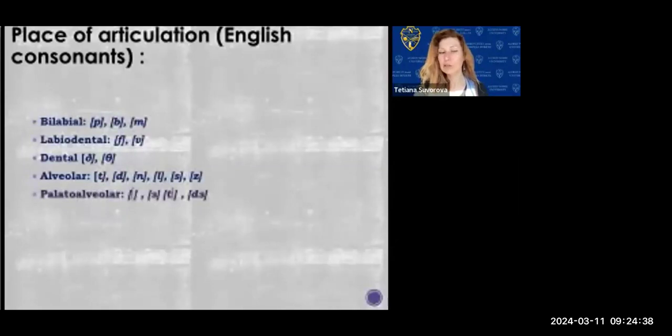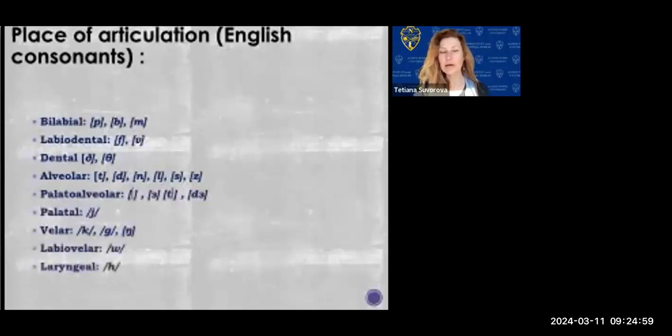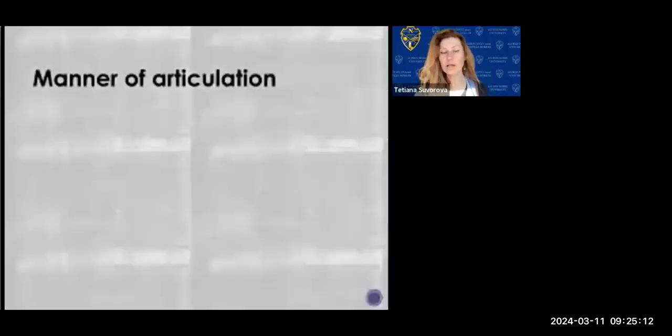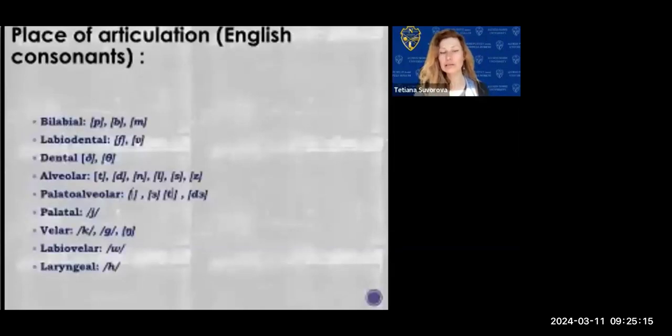Well, and palato-alveolar, when both positions participate, palate and alveolar ridge, sh, zh, ch, j. Well, and palatal j, it's quite soft, not the way it is in Ukrainian. Velar, k, g, ng, velar w, because it's formed here, quite deep, but lips participating as well. Here it is, and certainly laryngeal, quite deep inside our vocal tract.